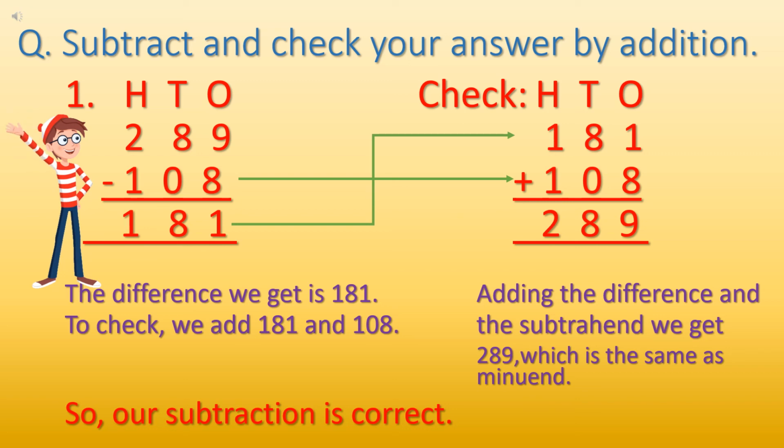181 और 108 को प्लस करके हमें क्या आंसर मिला है, 289, which is equal to the minuend. So, our subtraction is correct. क्योंकि हमारा प्लस करने के बाद जो आंसर आया है वो minuend के बराबर है, तो हमारा subtraction correct है.